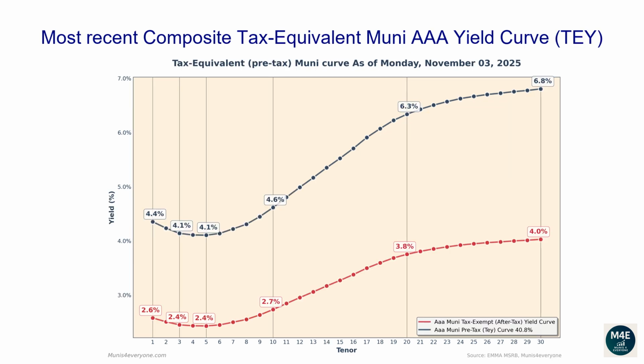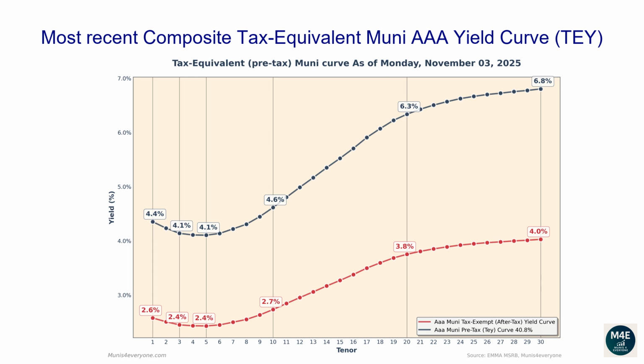Let's now go over the most recent composite tax-equivalent Muni AAA yield curve. The following graph shows, in red, the tax-exempt after-tax Muni yield curve, versus in blue its tax-equivalent, pre-tax version, assuming a 40.8% top tax bracket, as of November 3, 2025. Why would you care to see the tax-equivalent version of the Muni yield curve? More on this later. Let's first go over the pre-tax, aka tax-equivalent yield curve.